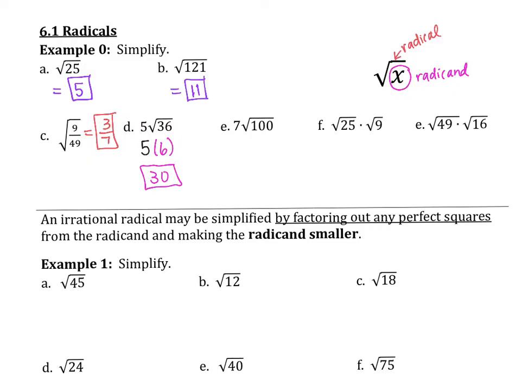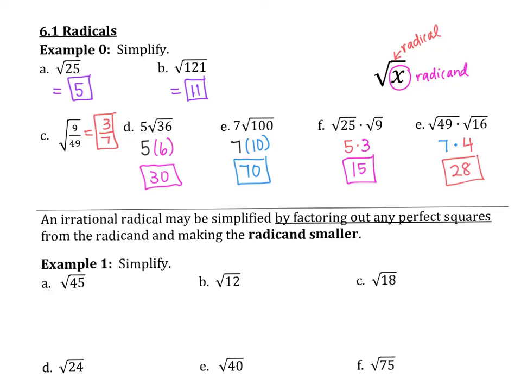Okay, let's see for the next one. I'm going to bring down the 7. Now the square root of 100 is 10, because 10 squared is 100, so 7 times 10 is 70. Okay, for f, again, I'll evaluate each radical separately. So the square root of 25 is 5. The square root of 9 is 3, so 5 times 3 is 15. The square root of 49 is 7. The square root of 16 is 4, so 7 times 4 gives me 28. And these were all rational answers because they came out to have whole number solutions.